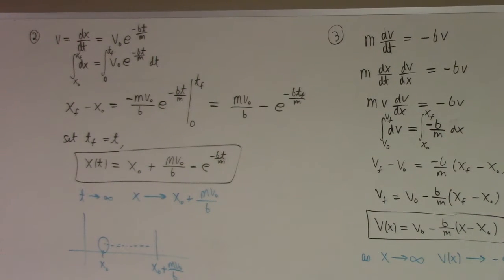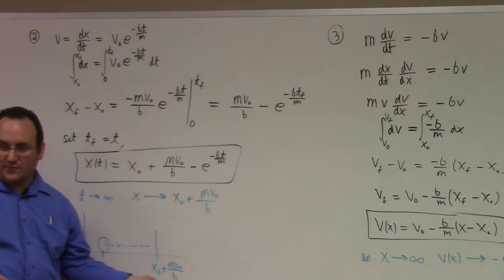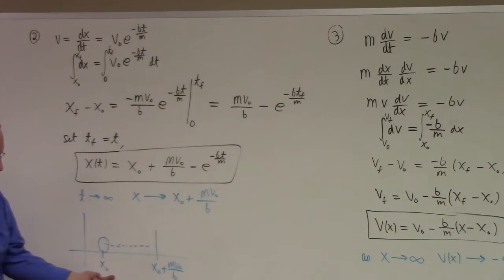So be careful with limits. But this makes sense. Velocity goes to 0 as time goes to infinity. It never actually gets to 0, but as time goes to infinity, it gets closer and closer to this point, but never actually gets to that point either. The motion is always bounded between x naught and x naught plus m v naught over b for this problem.